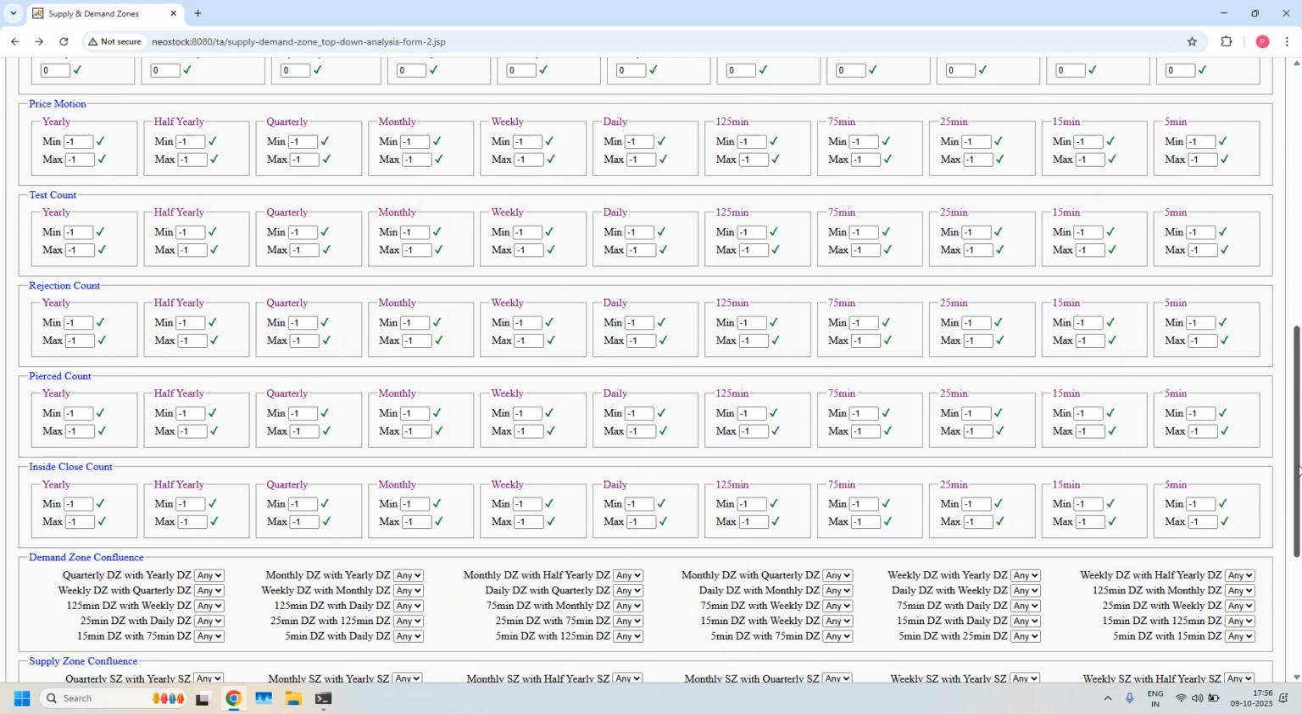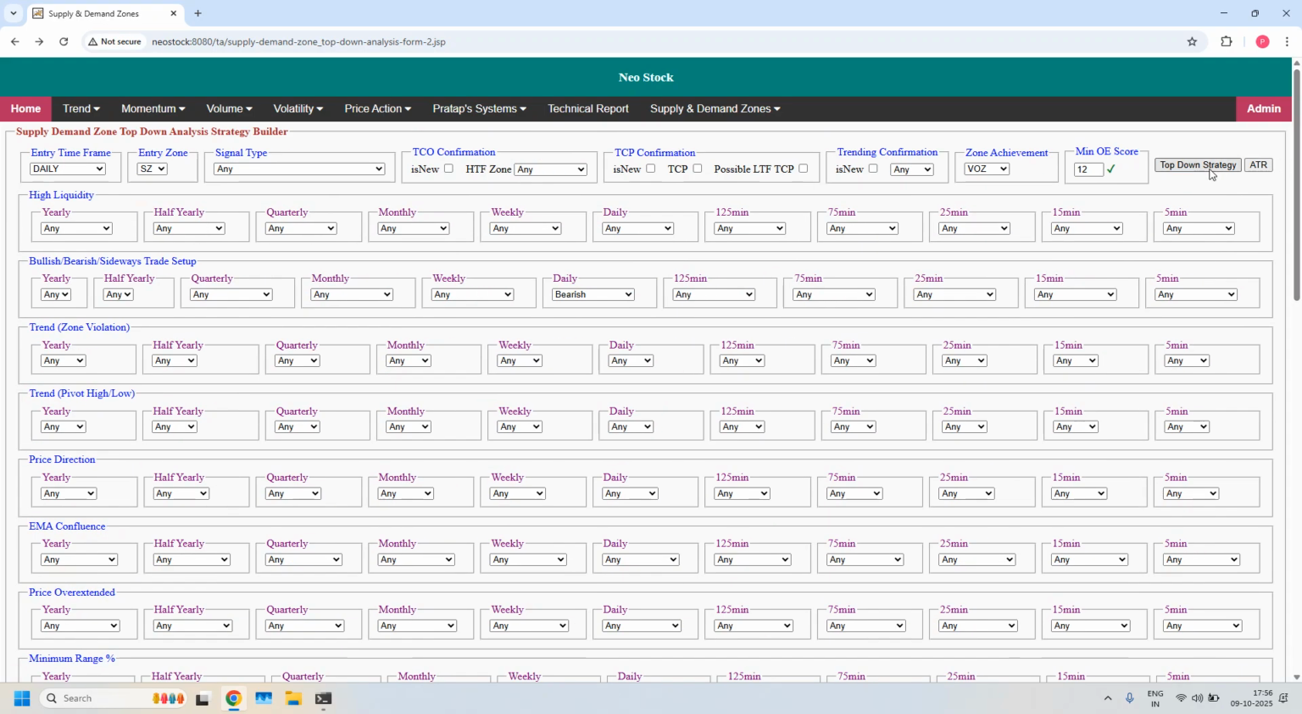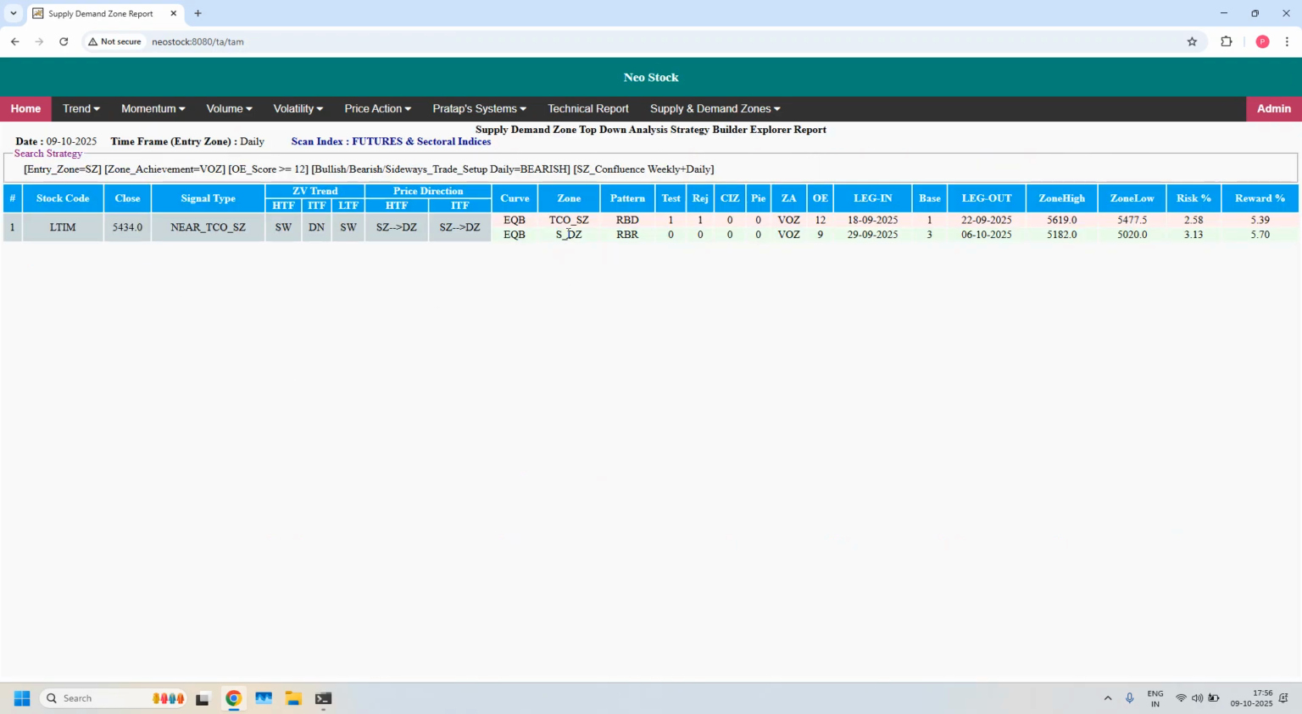First one, LTF and ITF supply zone confluence. That is daily and weekly supply zone confluence. Only one stock is filtered. So this daily supply zone overlapped with the weekly supply zone, but the weekly trend is a downtrend.